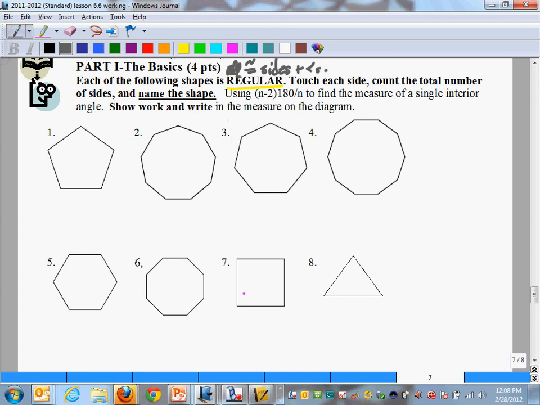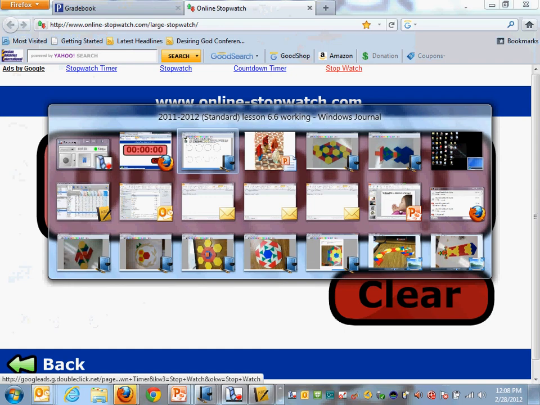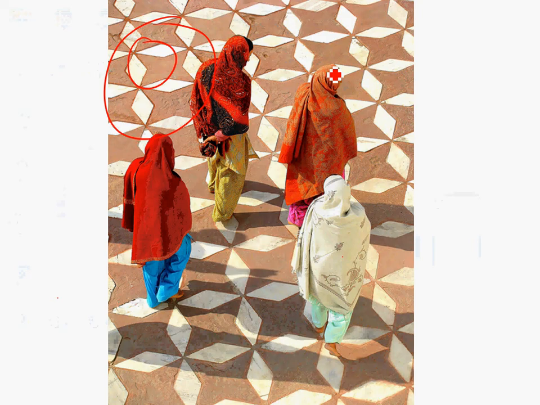Now we're going to do a little guessing game here. This is part of your effort today. I want you to imagine the paveway here at the Taj Mahal. Okay, here we have the paveway at the Taj Mahal. The pavement here is a tessellation.